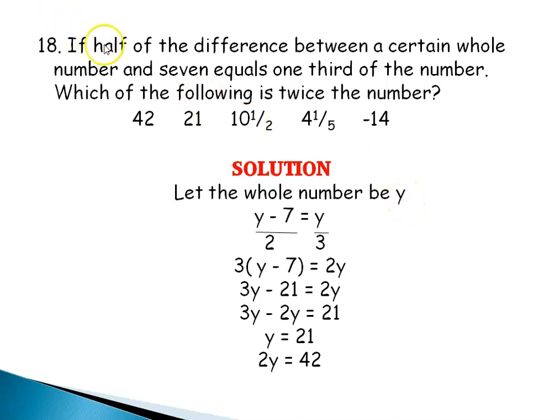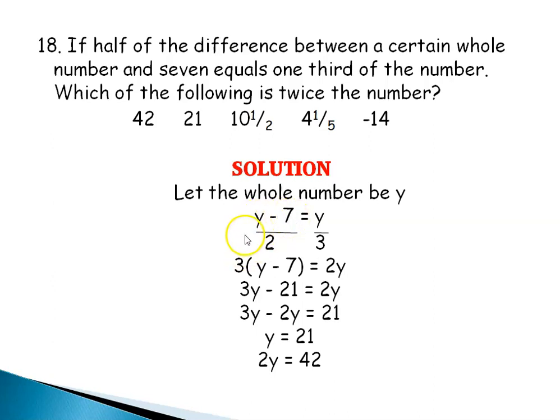Now the question says half of the difference. If the number is y, the difference between the number and 7 is y minus 7. Half of it, y minus 7 divided by 2, is equal to what? 1/3 of the number. 1/3 of the number is 1 over 3 times y, which is y over 3. So we have been able to change these sentences into a mathematical equation. Do you understand? The difference between y and the whole number, y minus 7.